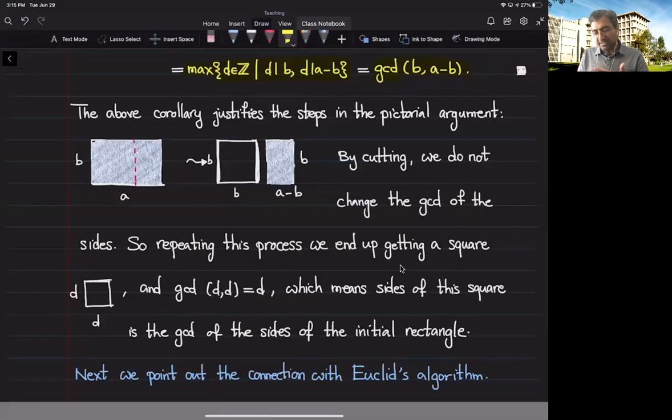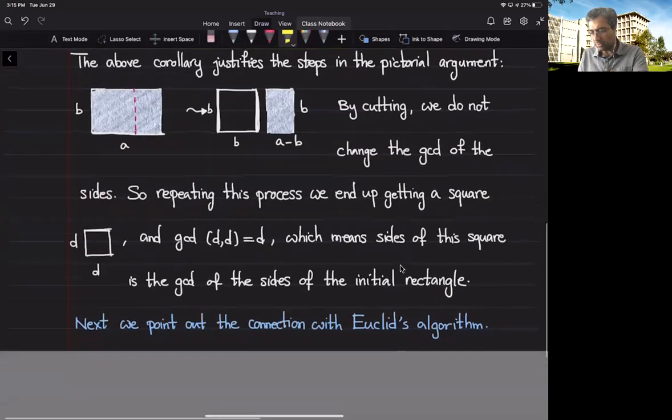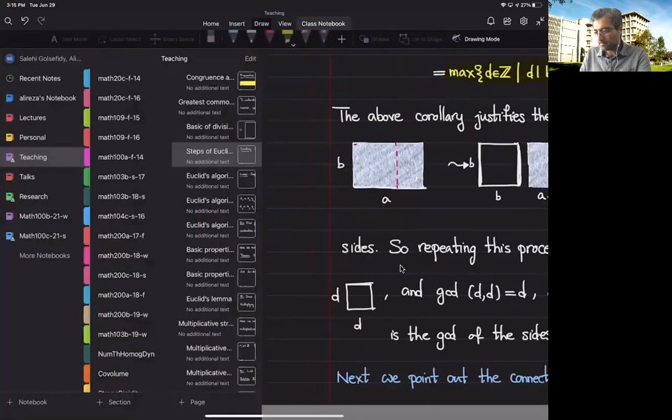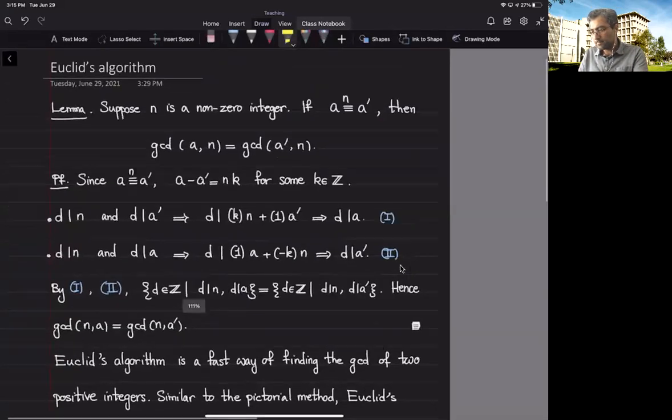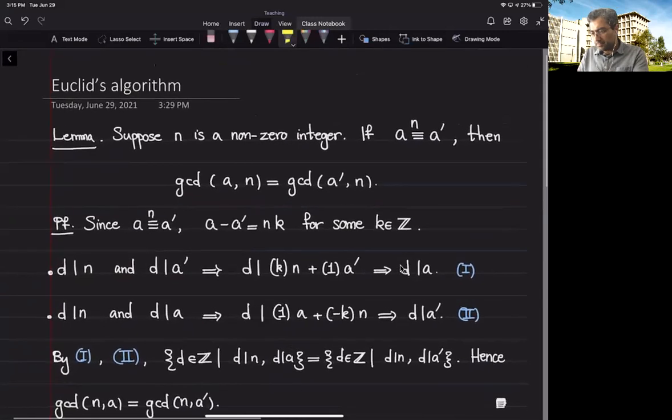And as I've indicated earlier, this is tightly related to Euclid's algorithm. So let's recall what Euclid's algorithm is. But before actually saying what Euclid's algorithm is, let me point out an important lemma. This lemma is going to help us prove why Euclid's algorithm actually works. And it is a nice lemma. It has applications of its own as well. So what is the statement?